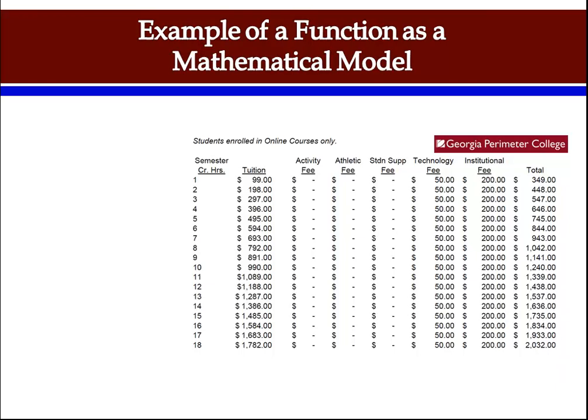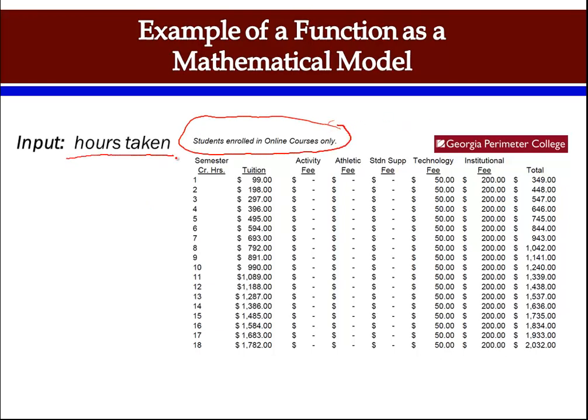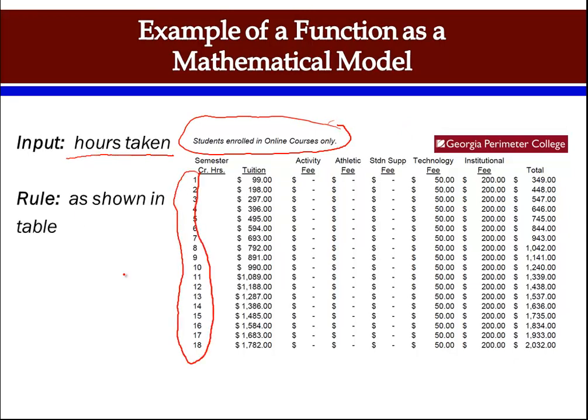A table is commonly used when you have this much information to display. And actually what we have here is the tuition for students who are enrolled in online classes at Georgia Perimeter. The input is the number of hours that the student takes. That's in this first column here. And the rule is shown here in the table, and our output is our total cost or our total tuition. It's here in this last column.